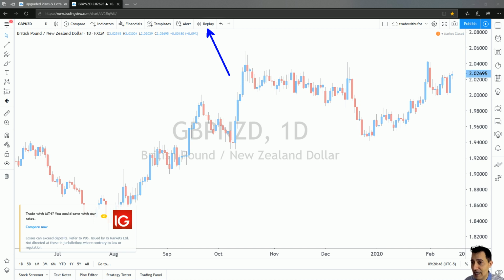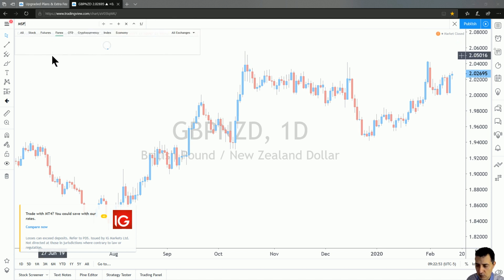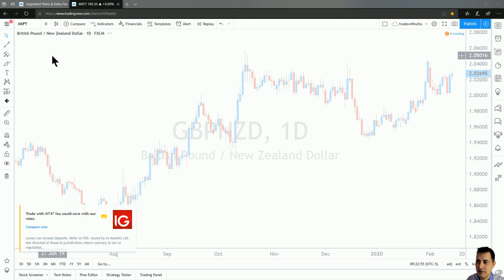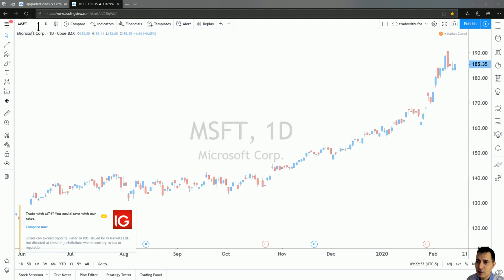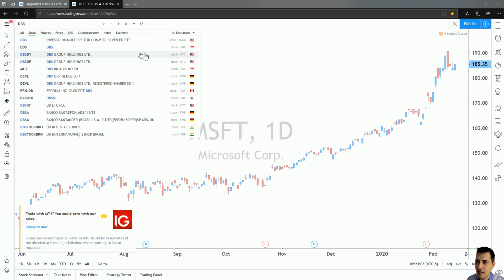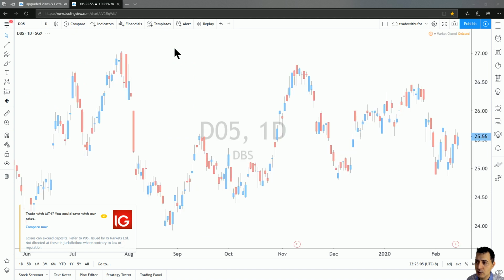But at the same time, just remember, TradingView is a platform that, beyond Forex, you could have anything here. You tell me stocks, here is Microsoft, that's a stock. You tell me, wait a minute, I want to trade stocks in Singapore. So maybe you want to trade DBS Bank in Singapore. So now you have Singapore stocks.